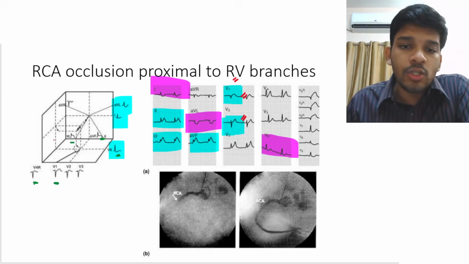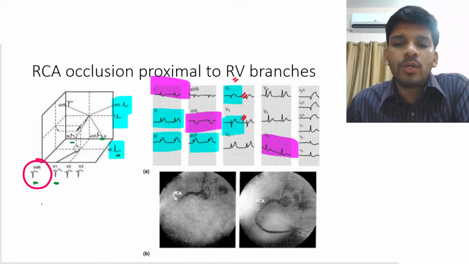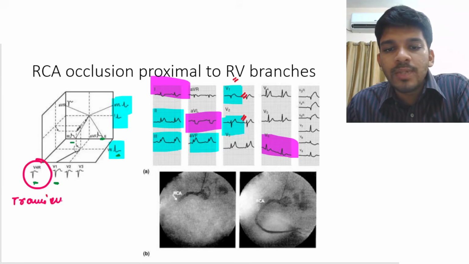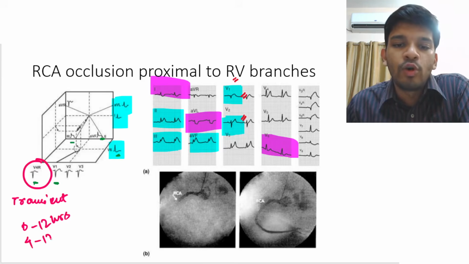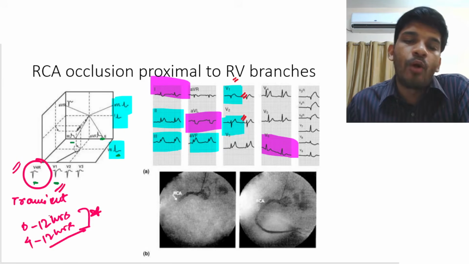Another point is that this occlusion in V4R is only seen in the hyperacute phase. So it is a very transient occlusion. If a patient presents within 12 hours, it is usually seen between 4 to 12 hours. So if you are seeing a patient in this phase, you might be able to see that. But that is why lead V1 is very important.